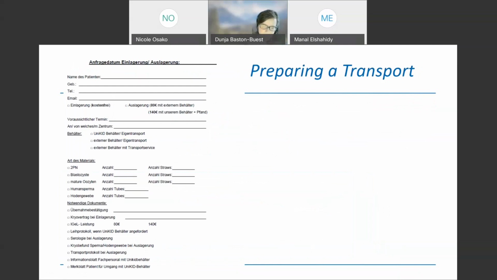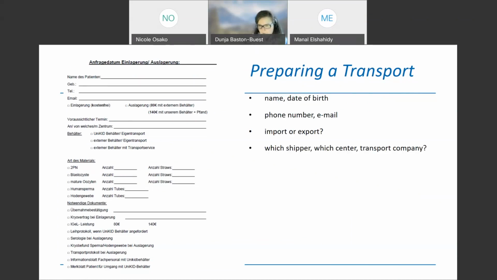Next, as the number of transports increased, we started to design protocols. And this one, I will just translate it for you. It contains the name and the date of birth of the patient, phone number and email to contact them. And here we can just tick if it's an import or an export. And we also note if it's our shipper or the other center's shipper, which center is going to be the one, and the transport company, the date of the transport, the specimen, and the number.